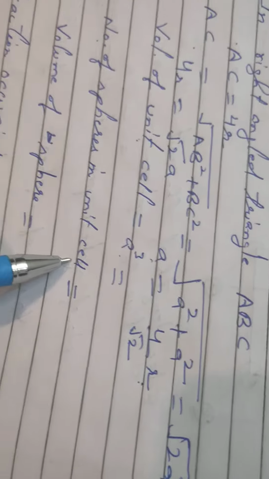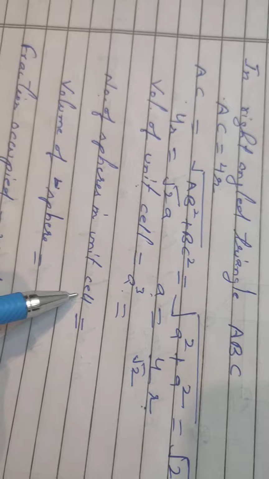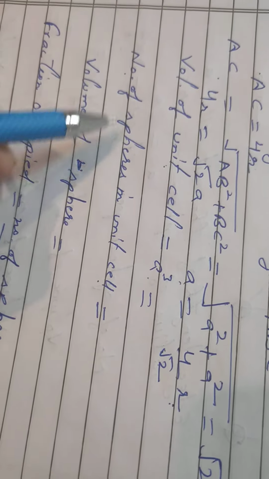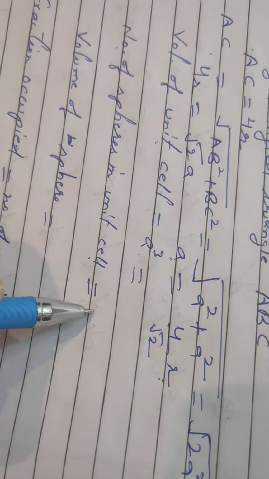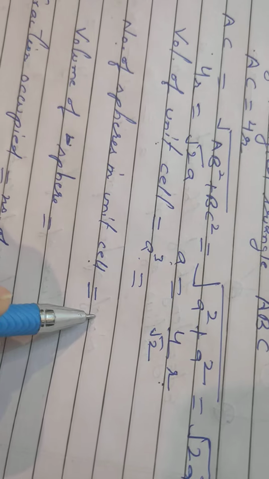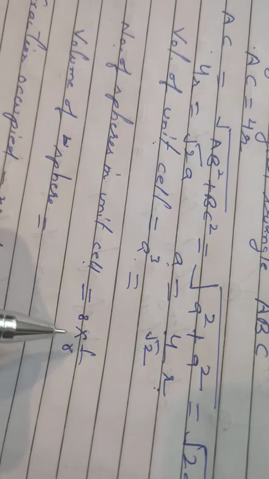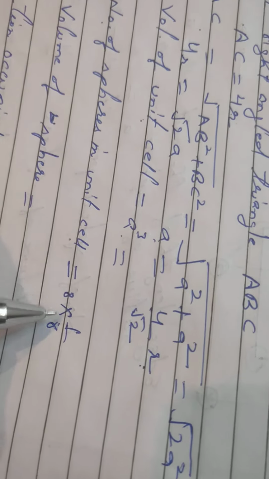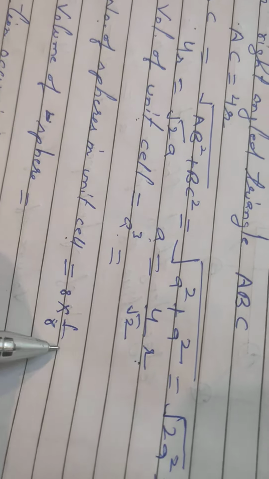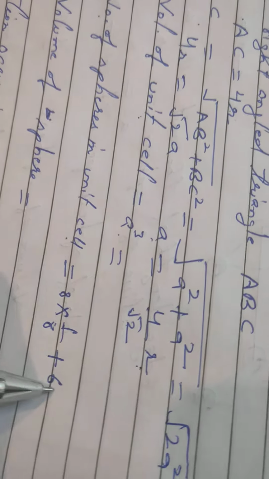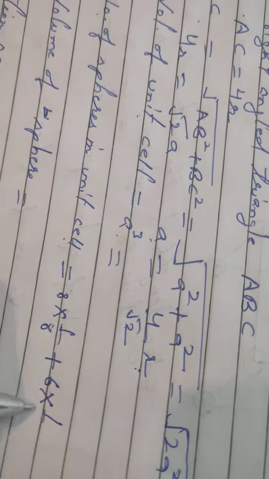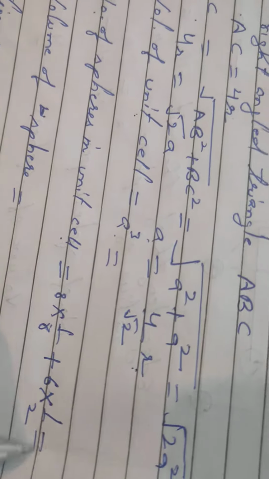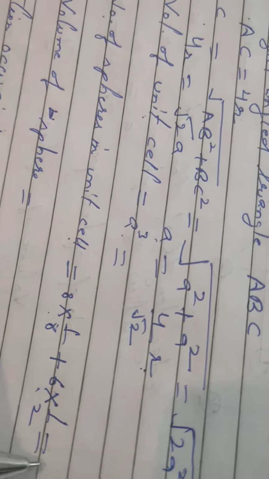Now number of spheres in unit cell. Now in FCC, number of spheres will be equal to, एक तो हम कह रहे हैं कि corners पे है, corners पे क्या हो गया 1 by 8, into 1 by 8 plus faces कितने हैं 6 faces हैं, contribution क्या है face की 1 by 2, so that will be equal to 1 plus 3 equal to 4.